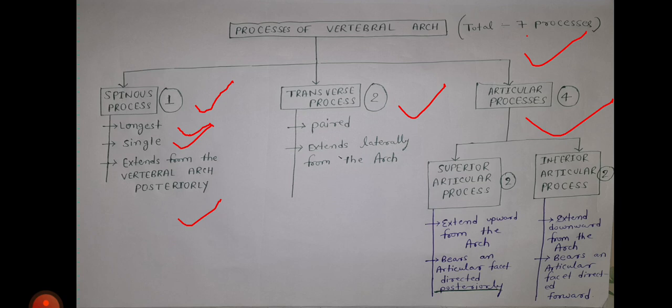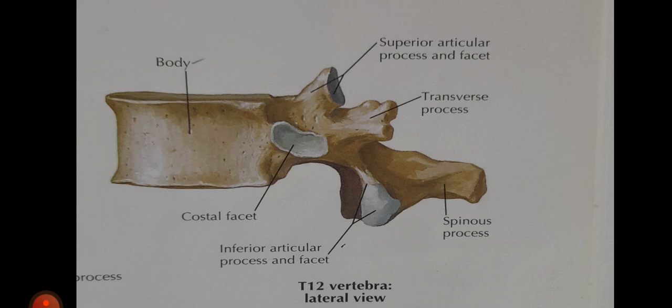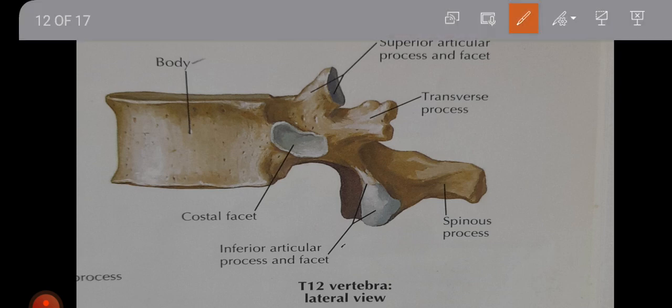Third and the most important process is articular process, which are 4 in number. There are 2 types, superior articular process and inferior articular process. Each are 2 in number. First, let's talk about superior articular process. Superior articular process extends upward from the arch. Look at this image. In this image, we see this is the superior articular process.